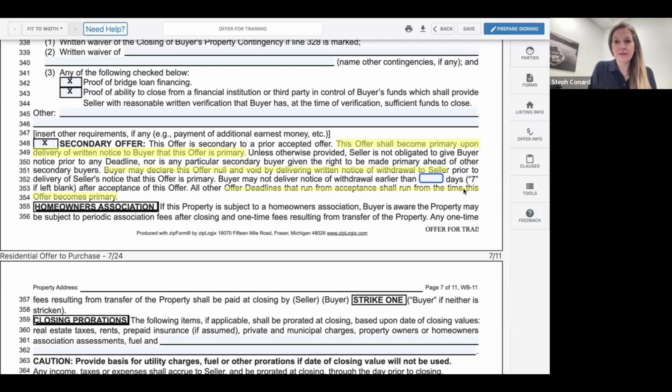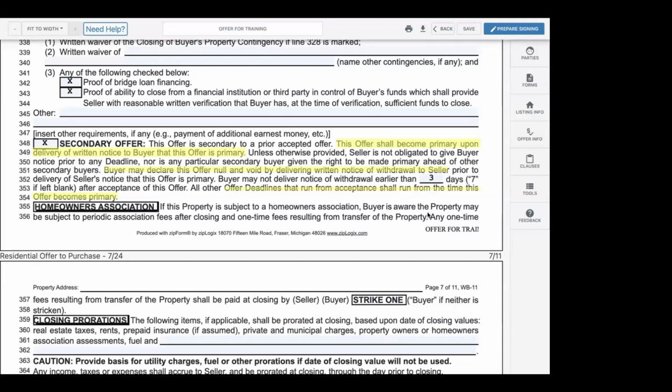I put in 3 here for this example. It defaults to 7, but you could put 1 here. You could put 10. But what the buyer is communicating to the seller, let's say it's 3 days, is: okay, I'm gonna hang out in secondary position for at least 3 days. I cannot withdraw my secondary offer prior to this 3 days. But once that 3 days is up, the buyer can still hang out in secondary position, but now they've opened up the right to withdraw at any time after this mark.